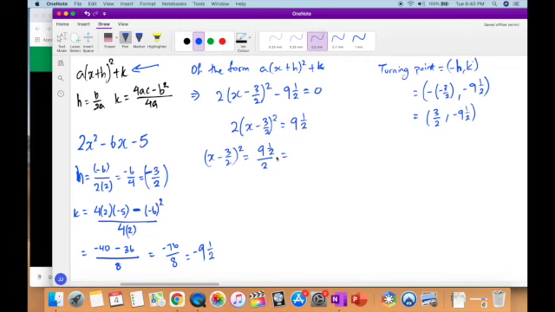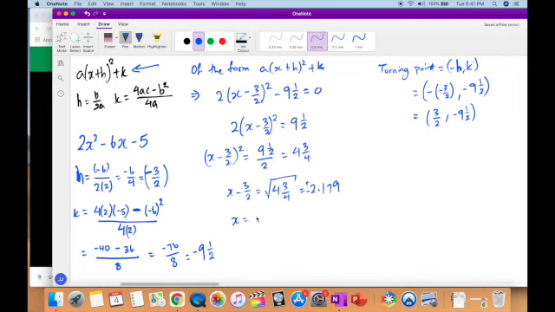9 1/2 divided by 2. Yep, 4 3/4. Right? So now we have this squared is equal to 4 3/4. So therefore x minus 3 on 2 is going to be the square root of 4 3/4, which is, in decimals, I guess I'll have to use it, 2.179, right? So therefore, that's plus or minus, right?